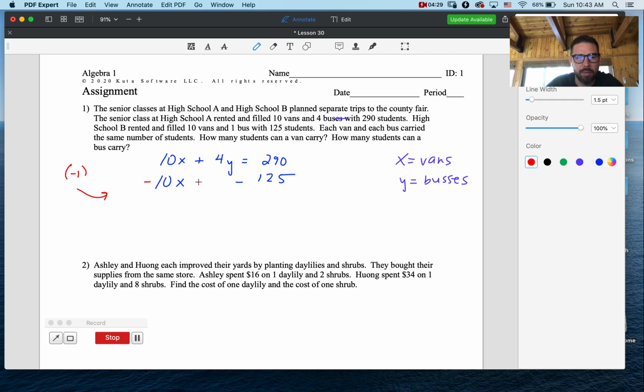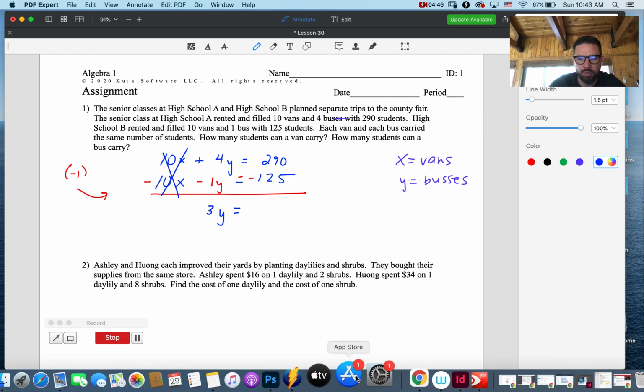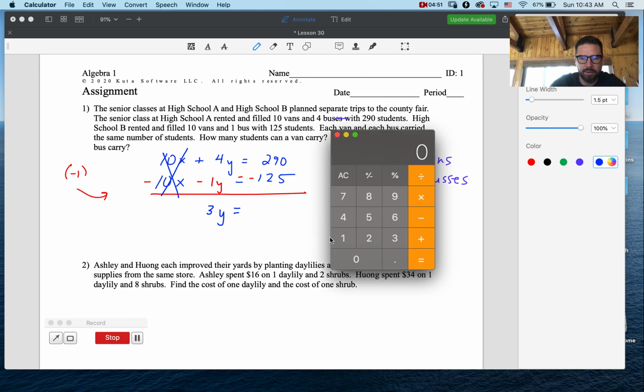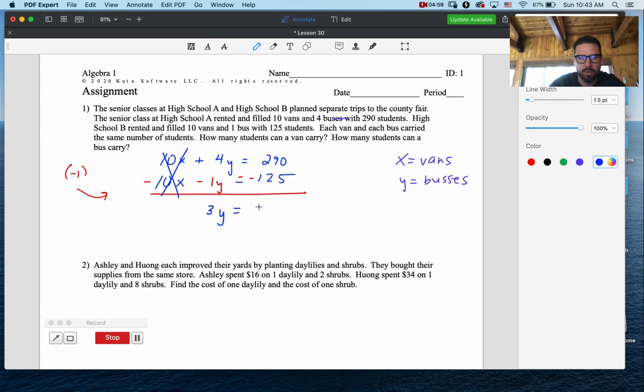I'm going to make u negative. Okay, so now watch what happens here. These guys eliminate. We add straight up and down and get 3y equals, let's subtract here, 290 minus 125. 290 minus 125 is 165. 165 divided by 3, and I think y is 55.